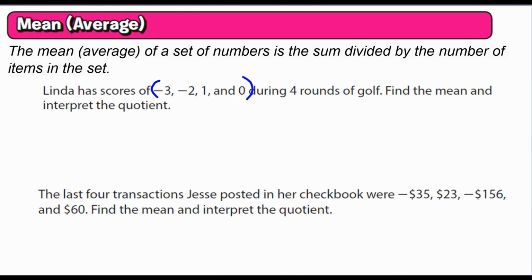So to find the average, we're going to have to add all of her scores together for the 4 rounds. So we have -3 plus -2 plus 1 plus 0. And -3 plus -2 is -5. -5 plus 1 is -4, and -4 plus 0 is -4. So that's the sum for the 4 rounds. And now we're going to take that sum and divide it by 4 because there were 4 rounds of golf, and that's a -1.